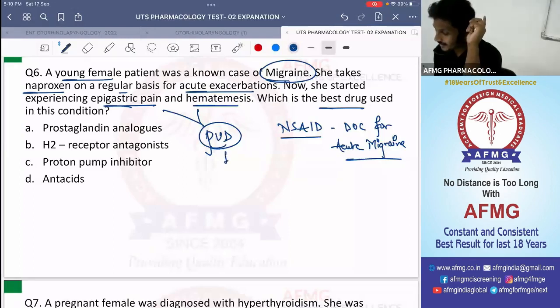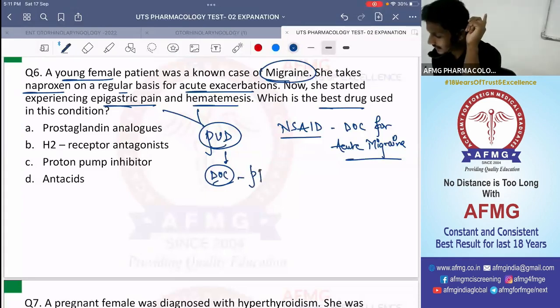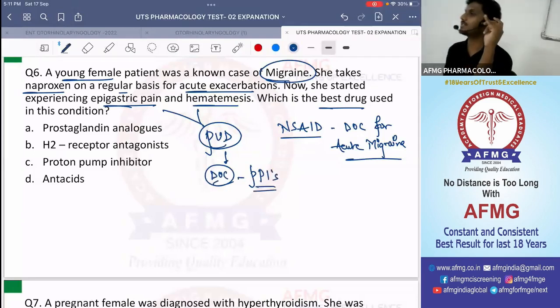If you need to remember, the drug of choice for any type of PUD, the answer remains the same: proton pump inhibitors. Drugs like omeprazole, esomeprazole, lansoprazole, pantoprazole, all of these. So PPIs, proton pump inhibitors, are the best drug, or the drug of choice, for PUD of any reason.